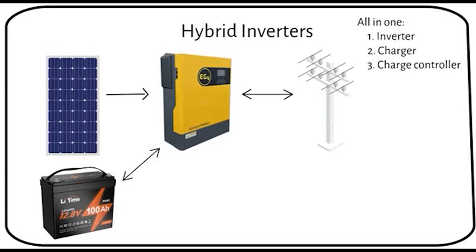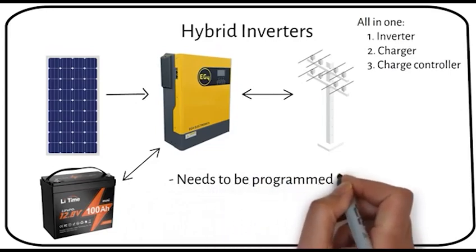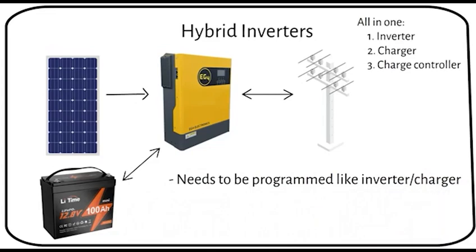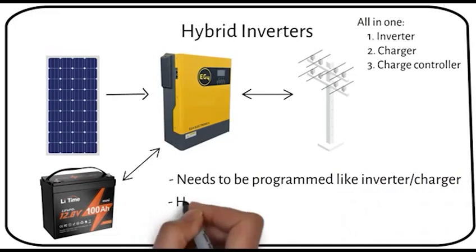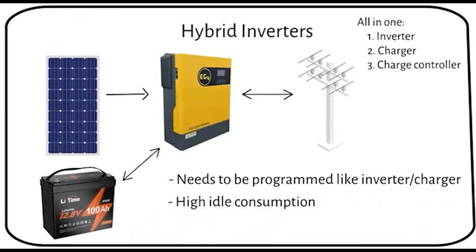However, setting up a hybrid inverter involves a bit more complexity than an off-grid inverter, particularly because it must be programmed to comply with specific grid codes, just like an inverter charger. One consideration when opting for a hybrid inverter is its idle power consumption, which tends to be higher than that of more basic inverters. For instance, a 2 kW unit might consume around 30 watts when idle, while an 8 kW unit could use up to 120 watts. This increased energy use should be taken into account when sizing your solar system.